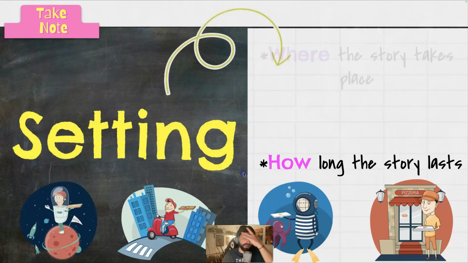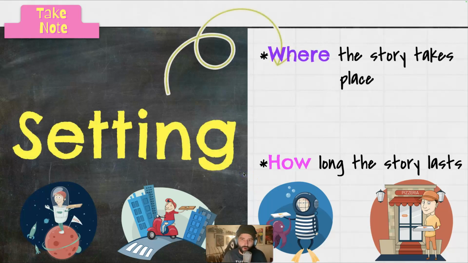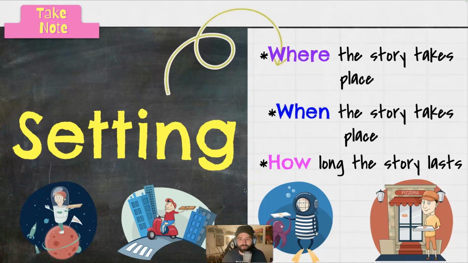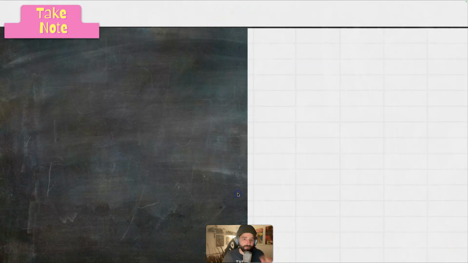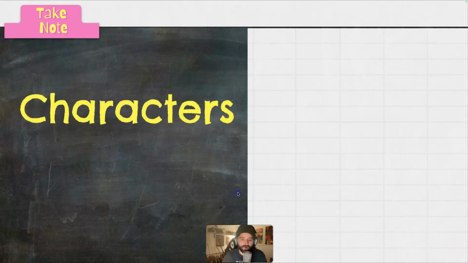Setting is where, you'll see the word where there on the left, the story takes place, when the story takes place, and how long the story lasts. So this is time, place, and duration. Where, when, and how. It's important to note all 3. You need to know that you're in New York City in 1928, and the story is going to last for 1 week.